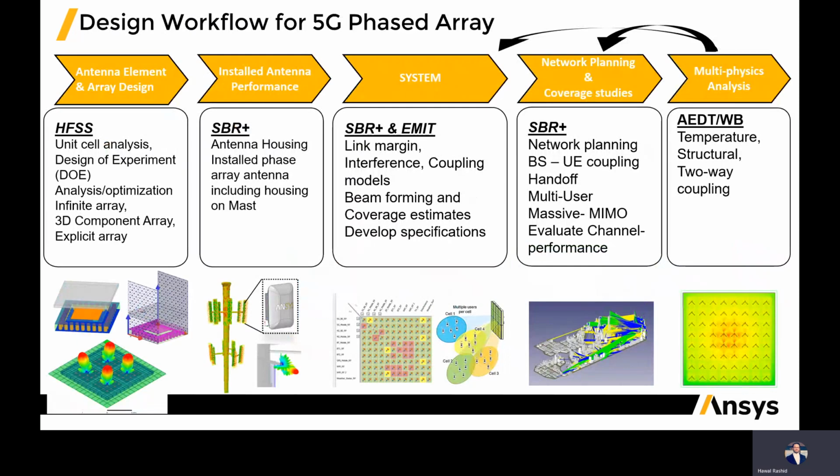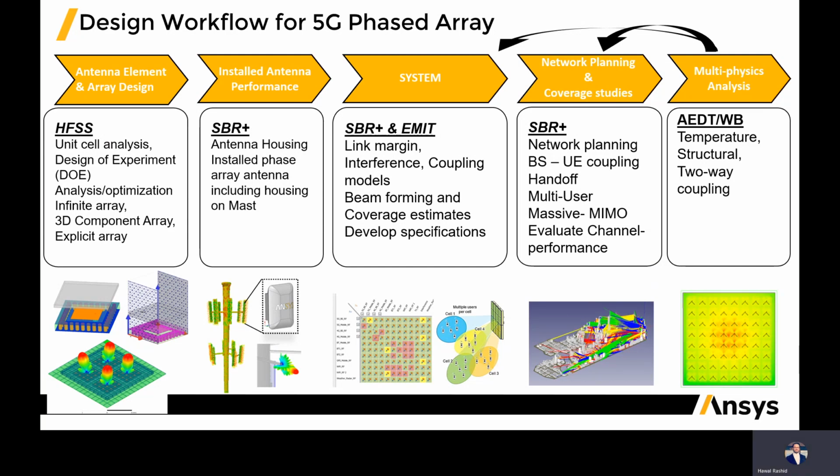The design workflow for a 5G array could look something like this. You start off by designing the antenna element and then designing the phased array. The next step would be to look at how this phased array would behave if you put it into a casing. How would that affect the radiation patterns, for example? And if we take that casing and put it on the mast, what would be the install performance?